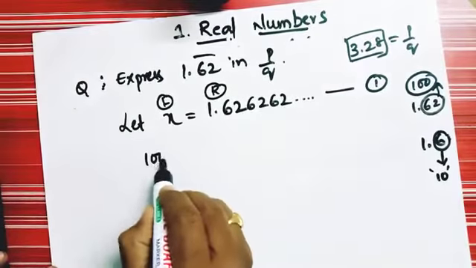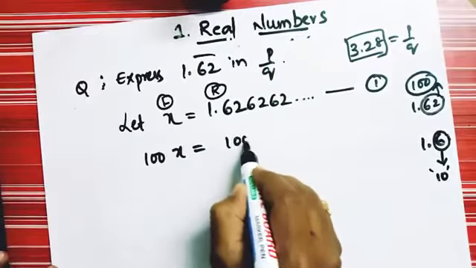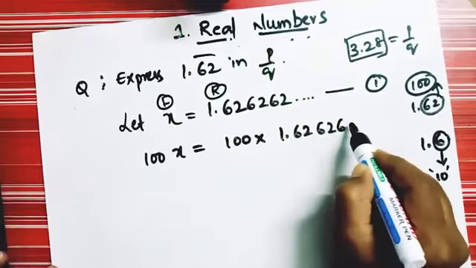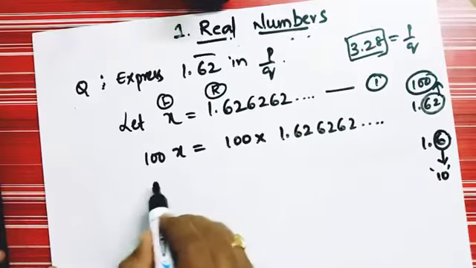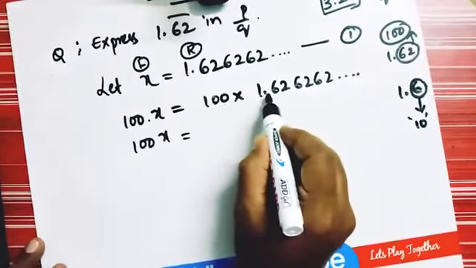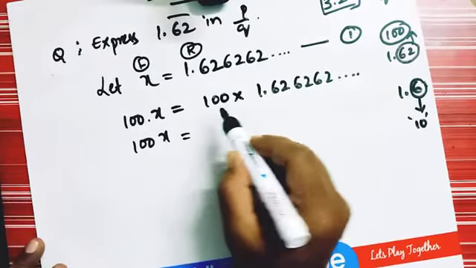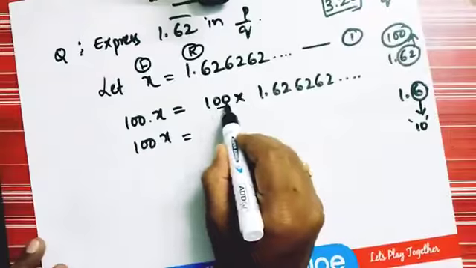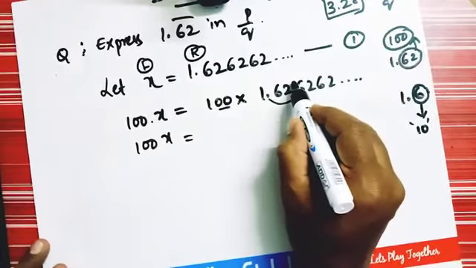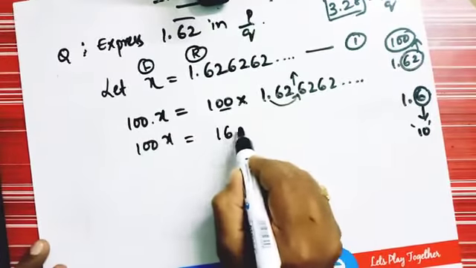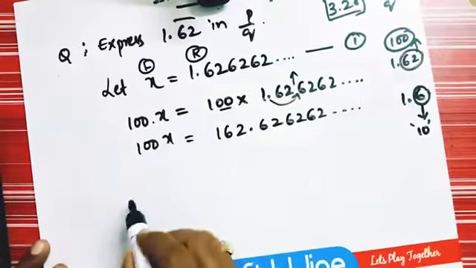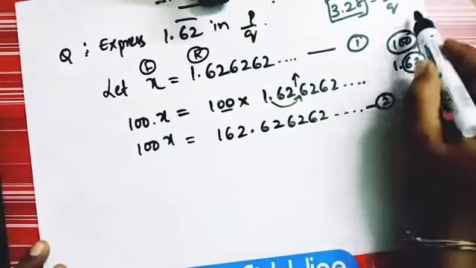So now we are multiplying 100 into x, and again 100 into 1.62 and so on. Then you will get 100x. Whenever you multiply a decimal number with tens, hundreds or thousands, you should move the point to the right side. Here there are two zeros, so you should move the point two decimal places. Now you will get 162.62 and so on. Take this as the second equation.